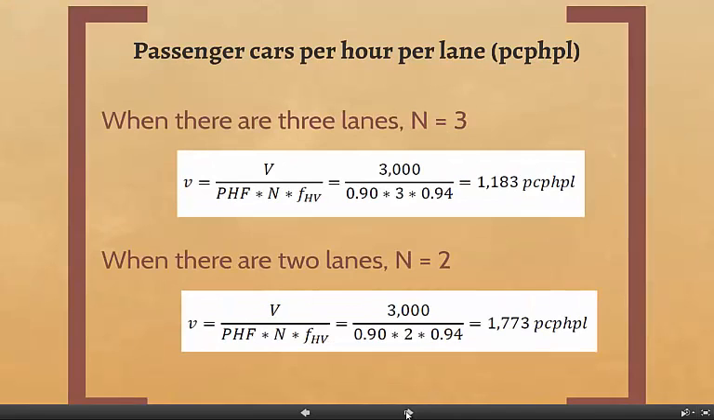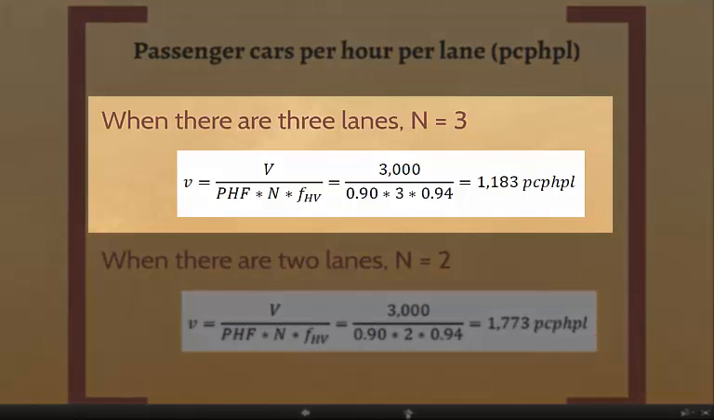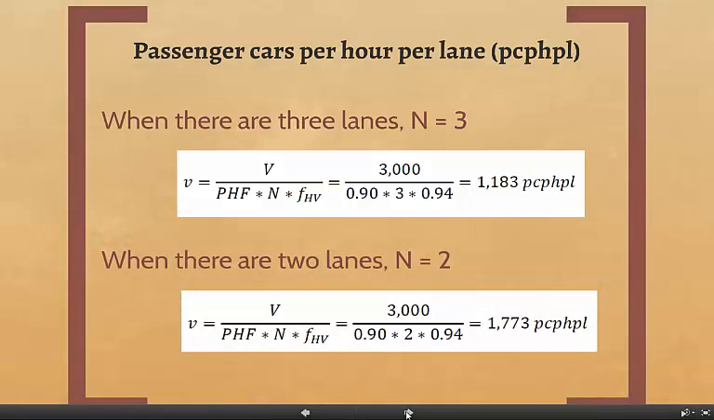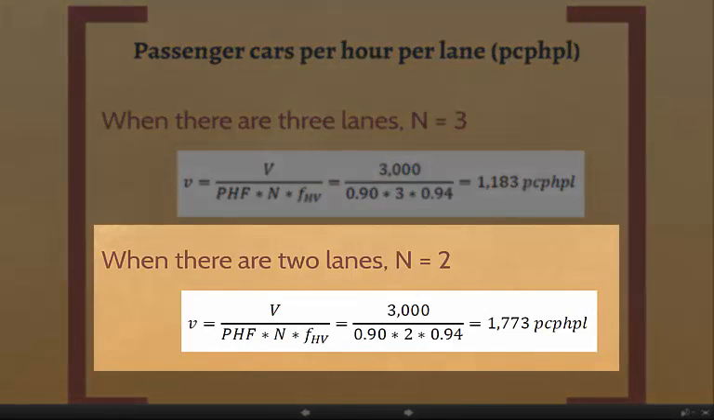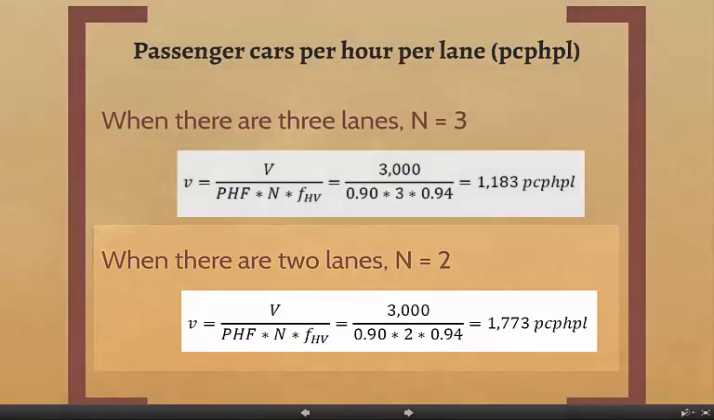Now, if the northbound segment of interest were to have 3 lanes, then a demand volume of 3,000 vehicles with the given mix of trucks, buses, and RVs would be equivalent to a demand flow rate under base conditions of 1,183 passenger cars per hour per lane, abbreviated PCPHPL. However, if the northbound segment of interest were to have 2 lanes instead of 3, then that same demand volume of 3,000 mixed vehicles would be equivalent to a substantially higher demand flow rate, equal to 1,773 when we take the 3,000 vehicles, divide by the peak hour factor, n equals 2 lanes, and a heavy vehicle factor of 0.94.